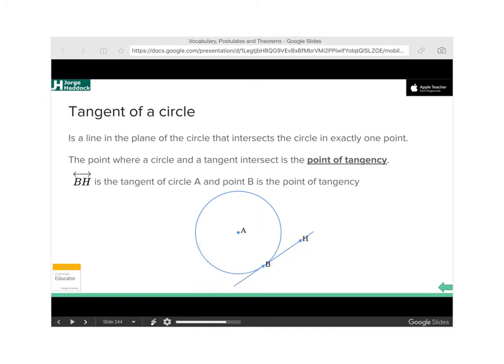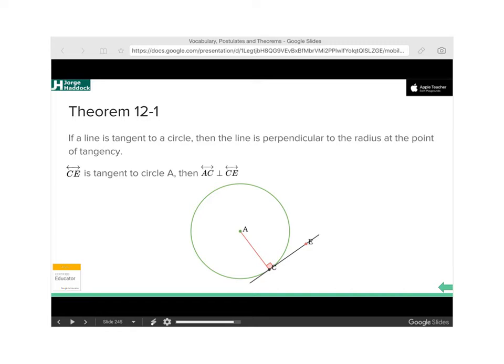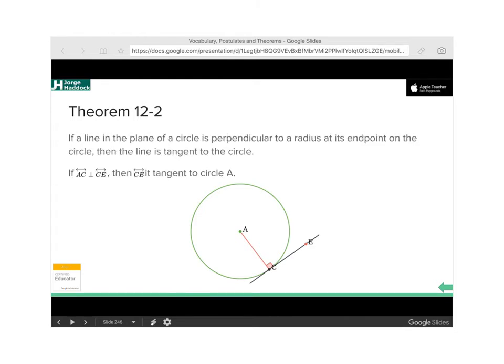There's a couple of theorems that state that when a line is tangent to a circle, then it is perpendicular to the radius at that point of tangency. The same goes the other way around: if you have a line that is perpendicular to the radius, then it's a tangent of that circle.